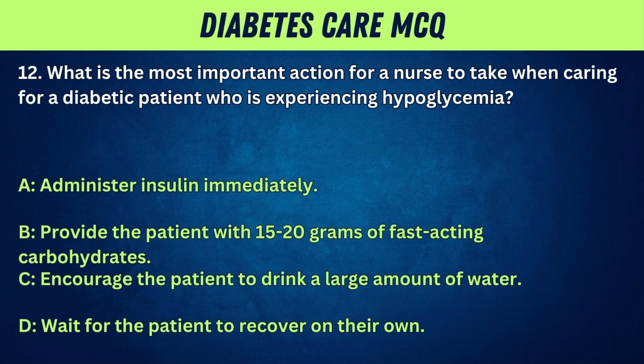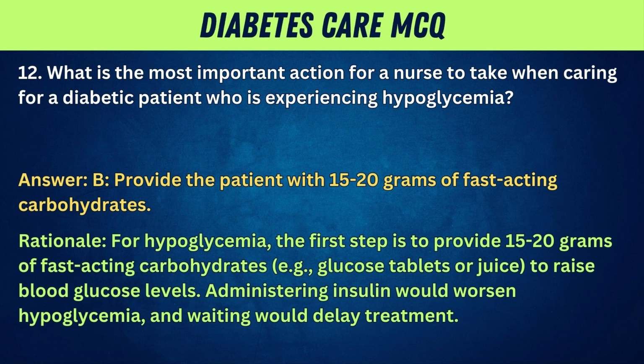12. What is the most important action for a nurse to take when caring for a diabetic patient who is experiencing hypoglycemia? A. Administer insulin immediately. B. Provide the patient with 15 to 20 grams of fast-acting carbohydrates. C. Encourage the patient to drink a large amount of water. D. Wait for the patient to recover on their own. Answer: B. Provide the patient with 15 to 20 grams of fast-acting carbohydrates.